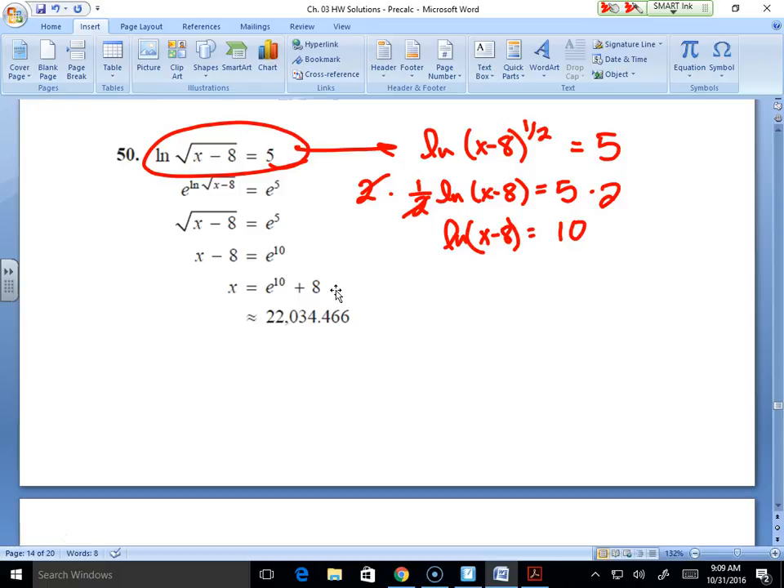Then you can say, how do you get rid of an ln? Big ol' e, e to the ln. Those are inverses, and then all I have to do is add 8. E to the 10 plus 8. Same answer, right? It's a little cheat that I like, because it makes it a little bit faster. But up to you.